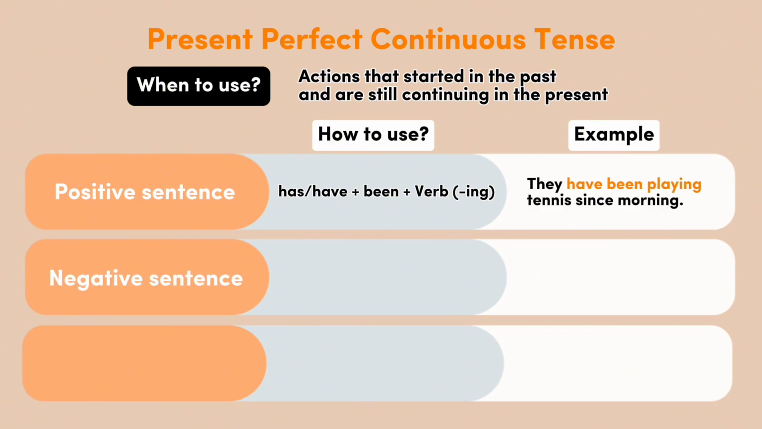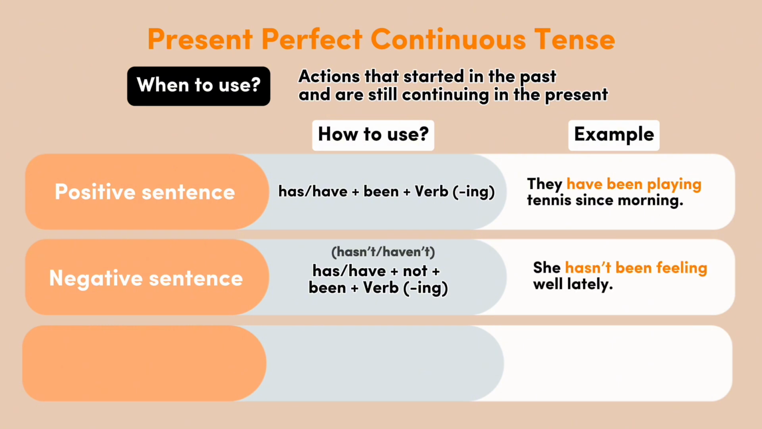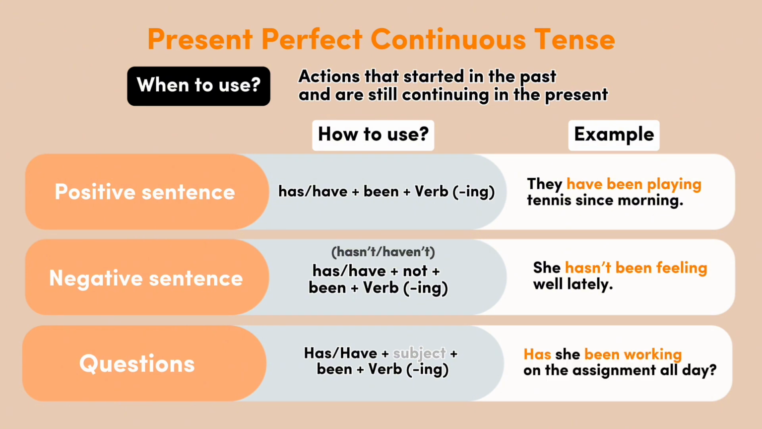Negative sentences have has plus not plus been plus a base verb with ing attached to it. She hasn't been feeling well lately. Questions: have has plus subject plus been plus a base verb with ing attached to it. Has she been working on the assignment all day?